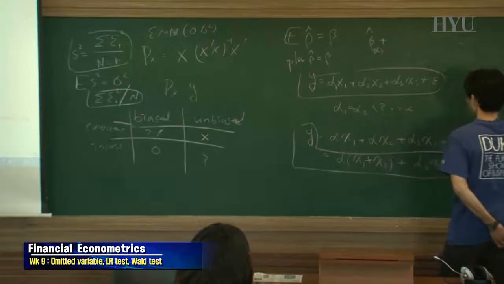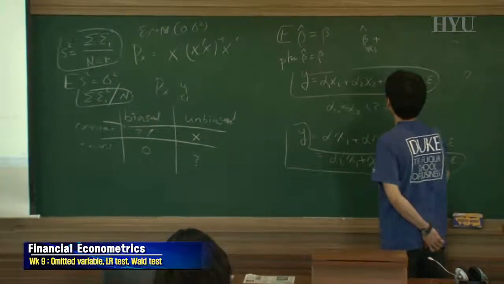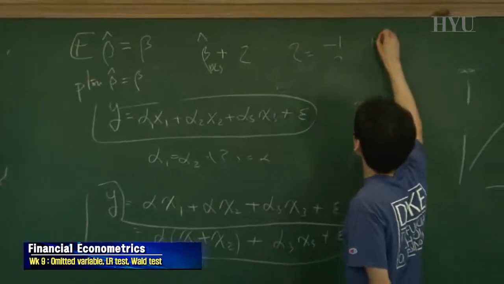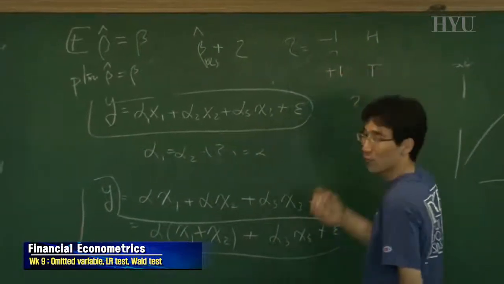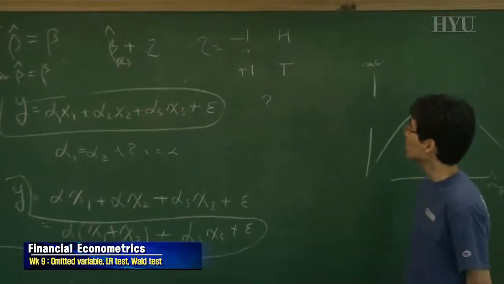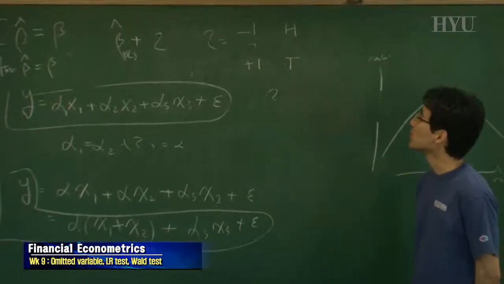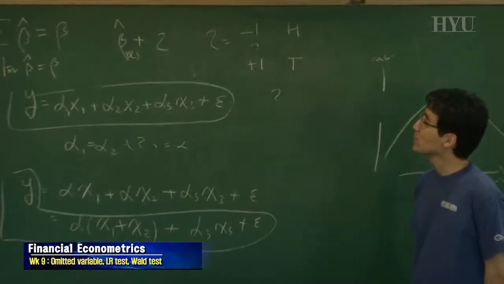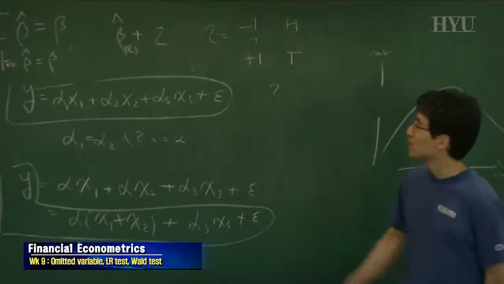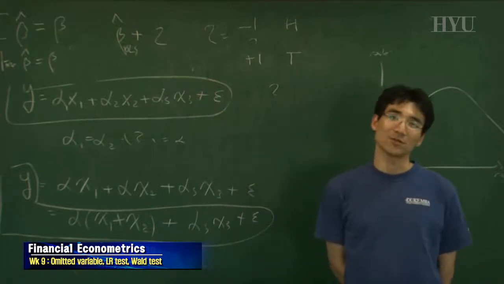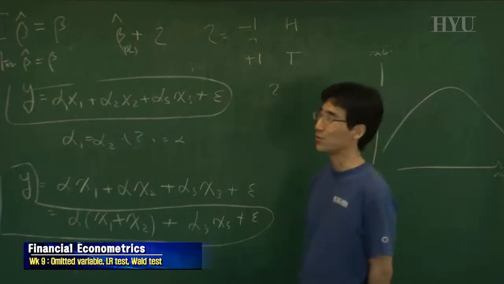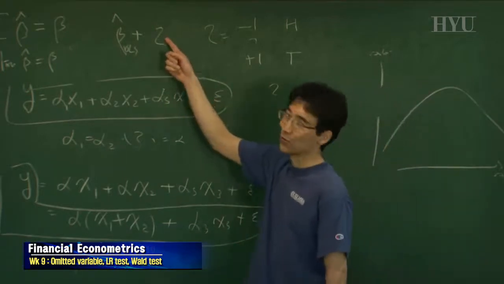Suppose, to the OLS estimator, we add some random variable z. So z is -1 for head, +1 for tail. If we toss the coin and get head, then z is -1, and for tail it is +1. In this case, this is an unbiased estimator, right? In expectation, z is 0. Unbiased estimate, but it is not consistent. Even if we don't have a lot of data, this doesn't go up.